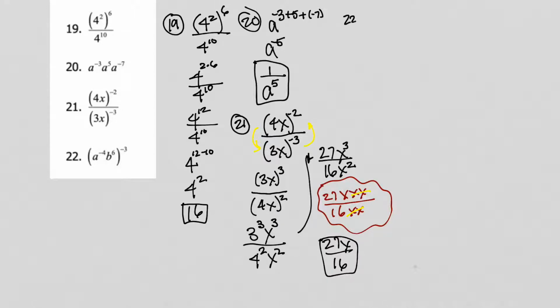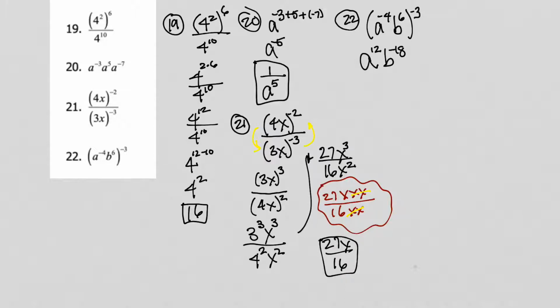Now in 22, again, there's a couple ways to do this. We have a to the negative 4, b to the positive 6, all to the negative 3. Now I could take this base here and drop it into the denominator and change the sign of that exponent. Or I could just, because there's multiplication in here, distribute that exponent. And when you raise powers to powers, you multiply those exponents. So we're going to get a to the, now, negative 4 times negative 3 is positive 12. b to the positive 6 times negative 3 is negative 18.